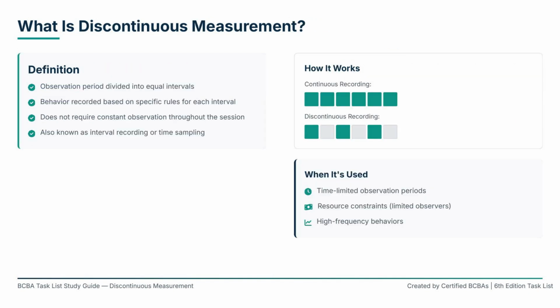Discontinuous measurement divides the observation period into equal intervals. Behavior is recorded according to specific rules for each interval, rather than continuously. It does not require constant observation, which makes it practical in many ABA settings. You may also see this referred to as interval recording or time sampling. It's commonly used when observation time is limited, resources are constrained, or behaviors occur at a high rate.